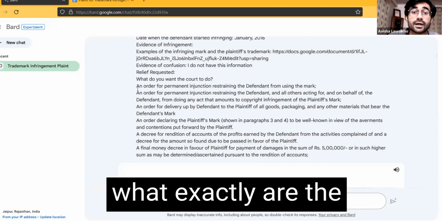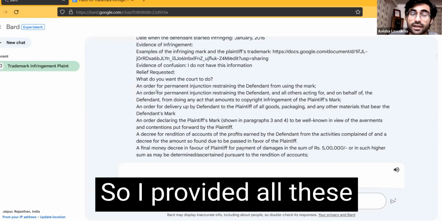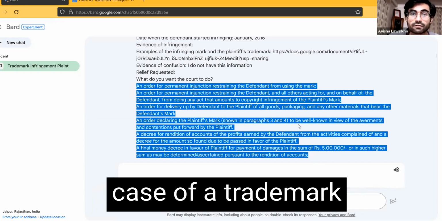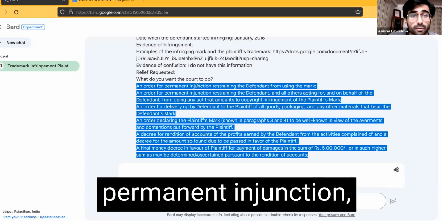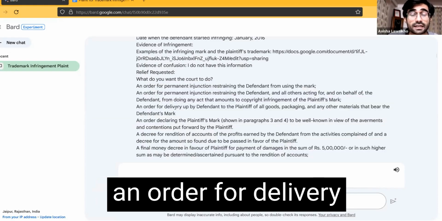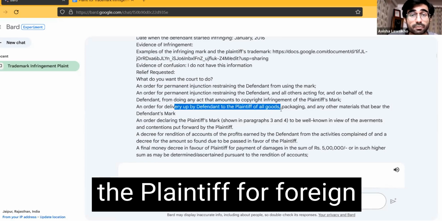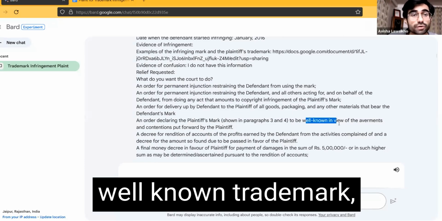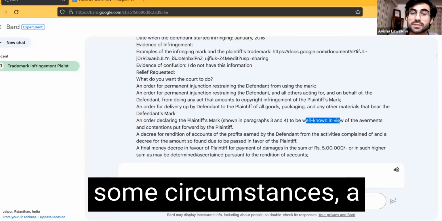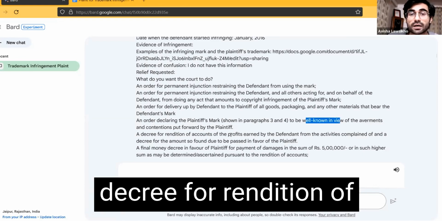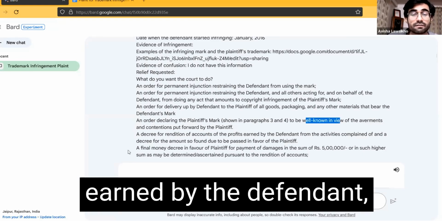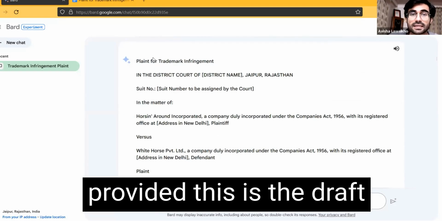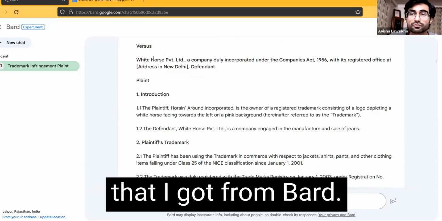What exactly are the remedies that I seek? So I provided all these remedies which would generally be sought in case of a trademark infringement suit. So an order for permanent injunction, an order for delivery of the defendant to the plaintiff of all goods, packaging and any other materials, an order declaring the plaintiff's mark to be a well-known trademark, which one can do in some circumstances, a decree for rendition of accounts of the profits earned by the defendant, a final money decree in favor of the plaintiff.